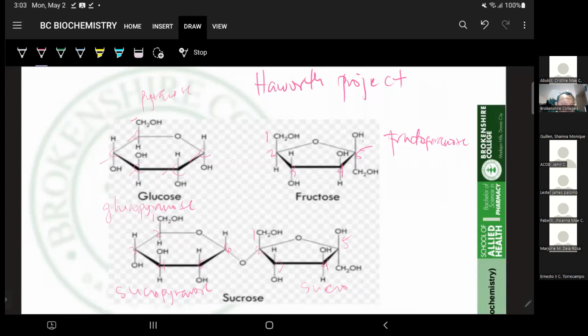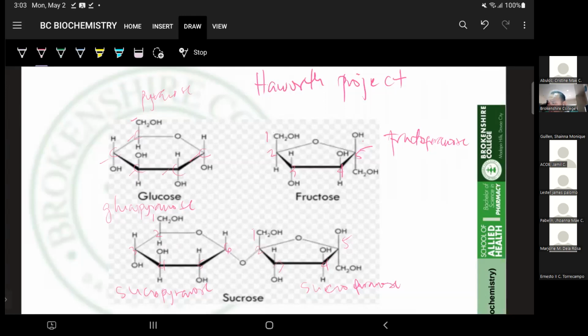Wait lang, ha? Sucrofuranose. So, but still, they are, kumbaga, erratum, saglit lang po. O yan, tama yung pagkakasabi ko sa kanya as to pyranose or furanose siya na type of Howard projection.